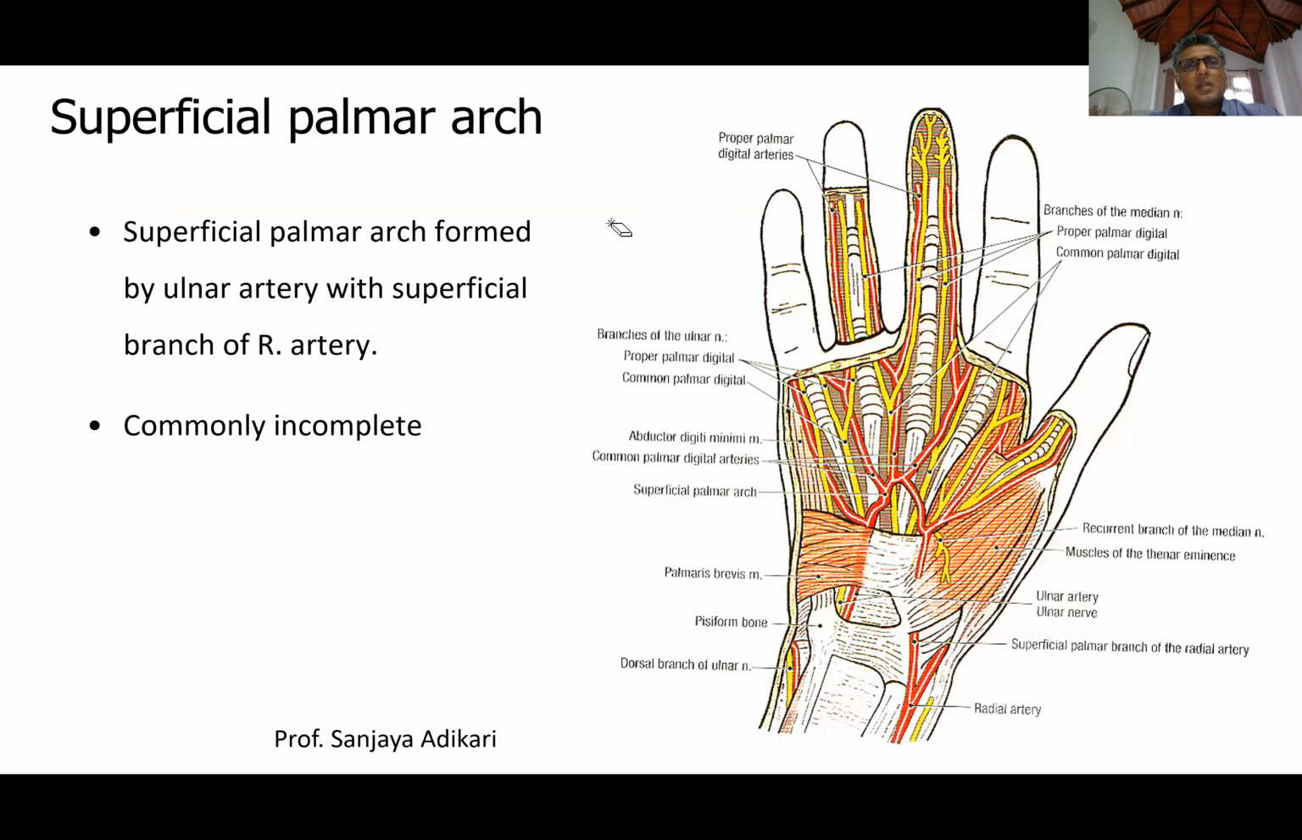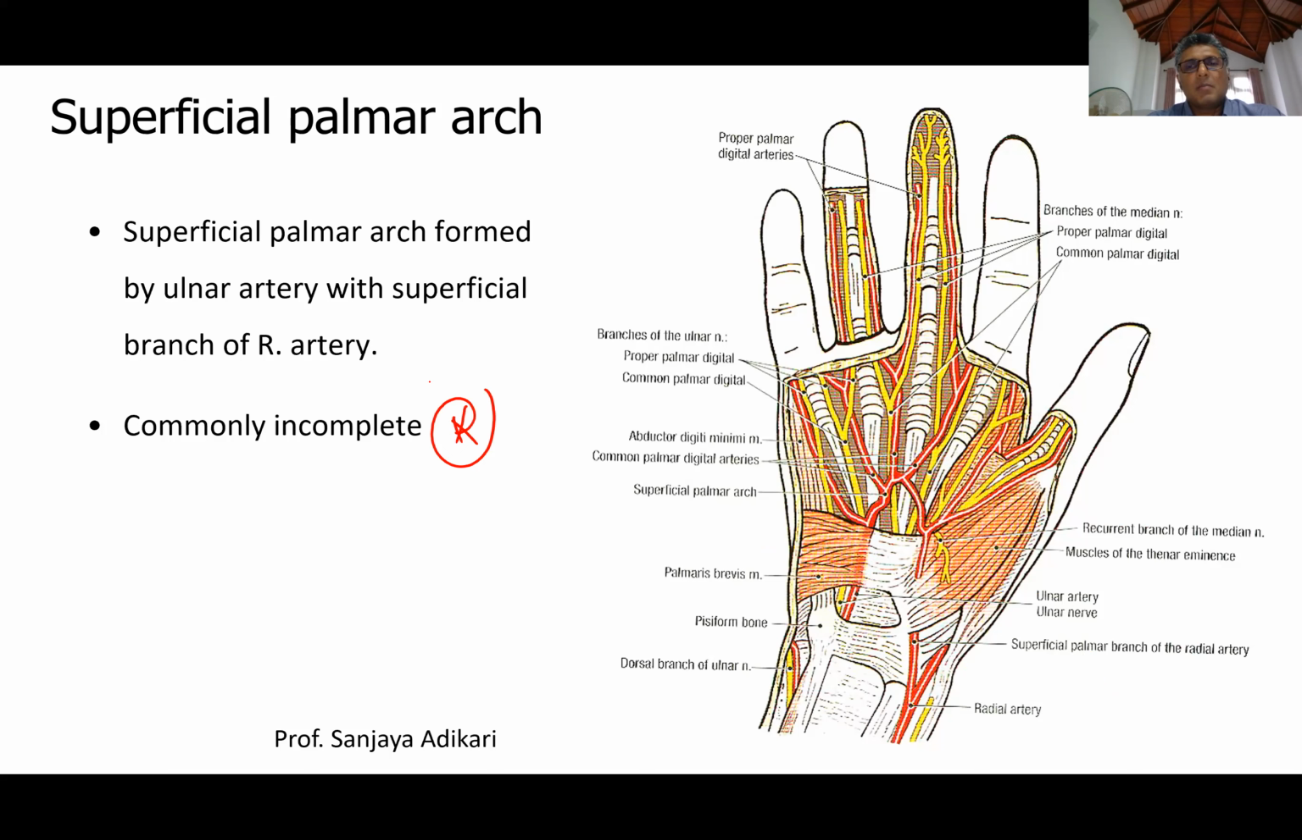Then about the superficial palmar arch of arteries. Superficial palmar arch is formed by the ulnar artery, this one, with the superficial branch of the radial artery. So what happens is the ulnar artery gives a deep branch and continues to form the superficial palmar arch. The radial artery, on the other hand, gives a superficial branch and continues through the anatomical snuff box here. Later it will enter the deep aspect of the palm. That's a different issue.